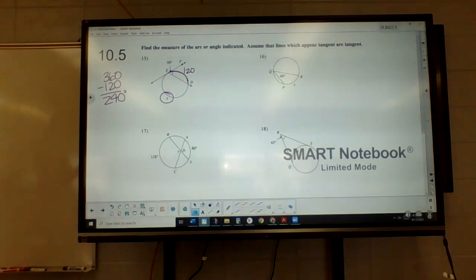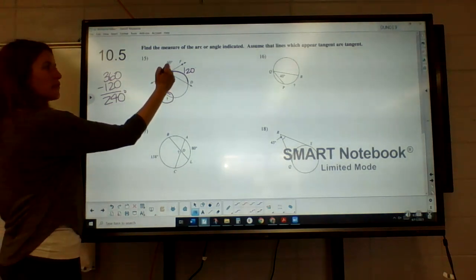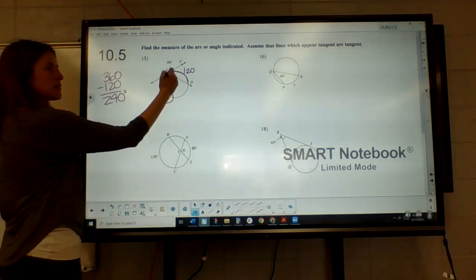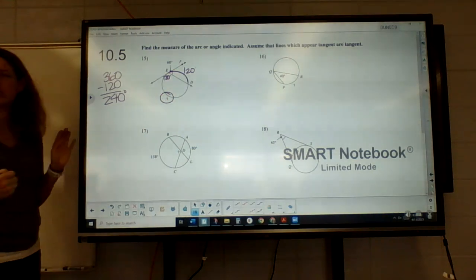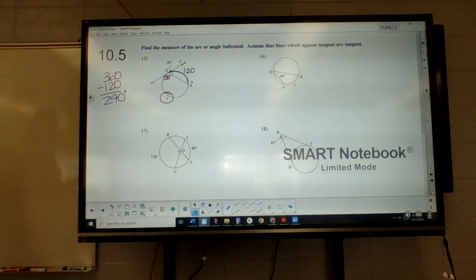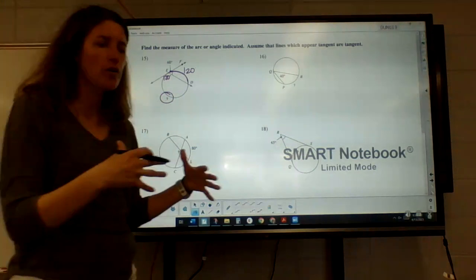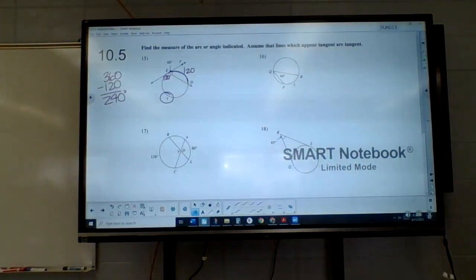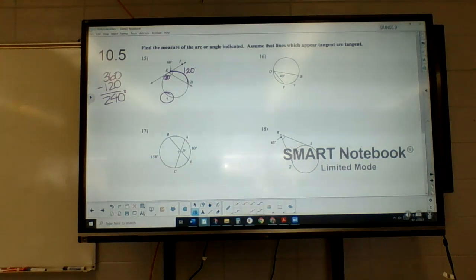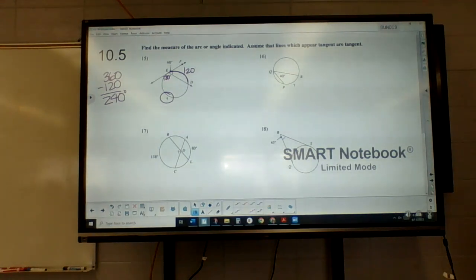You could have also figured out that this angle over here, if this is 60, this adds up to 180. So this would be 120 over here, and then you could double it to find the arc. So there's a few different ways to go about doing that. A lot of these questions, I apologize, they're probably going to be right or wrong. Either you know the rule or you don't. So just make sure you are checking over your rules, and again, using that chart is going to be really helpful.